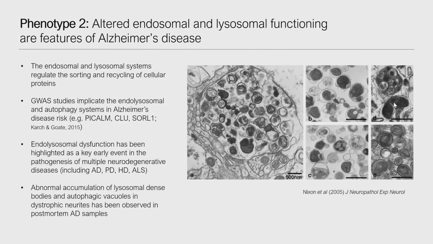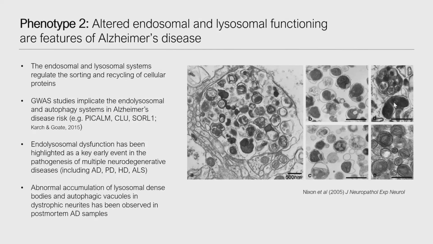To back up a bit, the endosomal and lysosomal systems are really the cellular processes and systems that regulate the sorting and recycling of cellular proteins. And there's a lot of evidence, particularly from GWAS studies, that implicate dysfunction in these systems as being a core risk factor in Alzheimer's disease, as well as other neurological diseases.